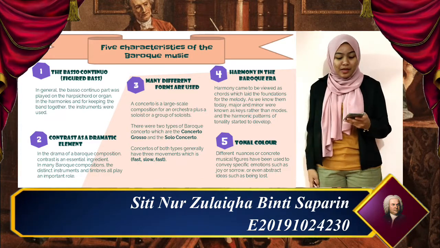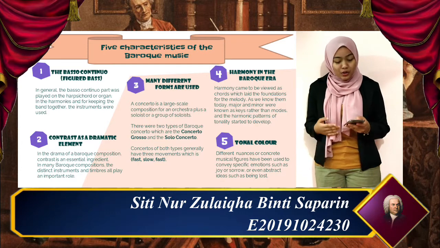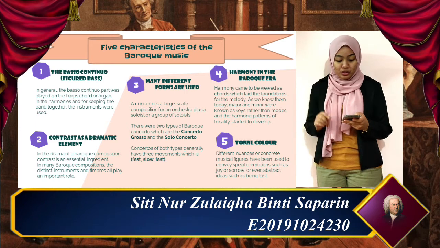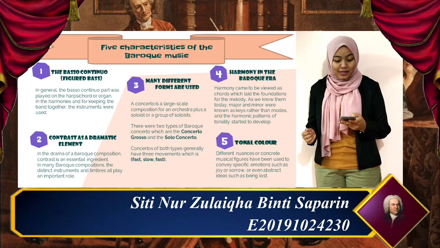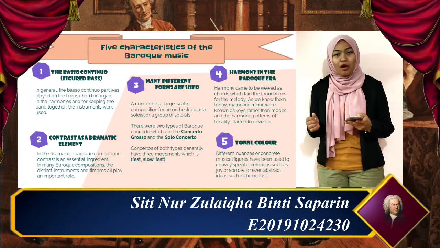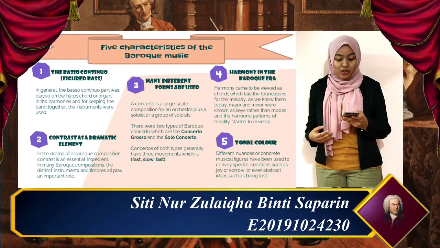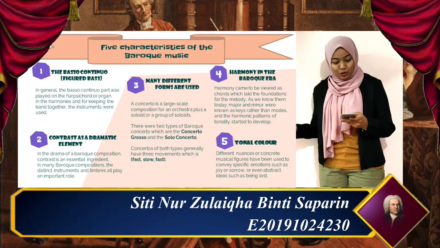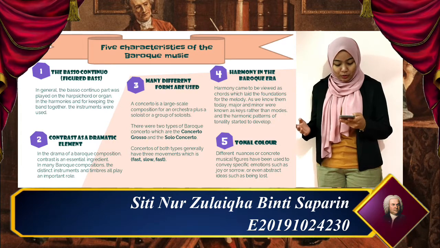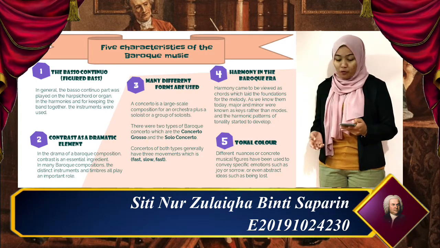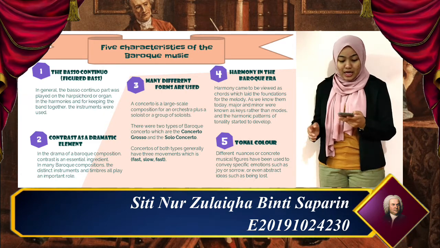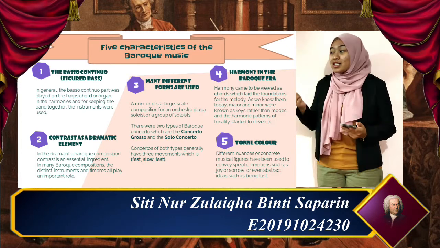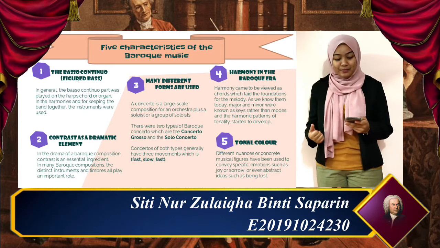The third one, many different forms are used. A concerto is a large-scale composition for an orchestra plus a soloist or a group of soloists. There were two types of Baroque concerto, which are the concerto grosso and the solo concerto. Concertos of both types generally have three movements, which are fast, slow, fast.